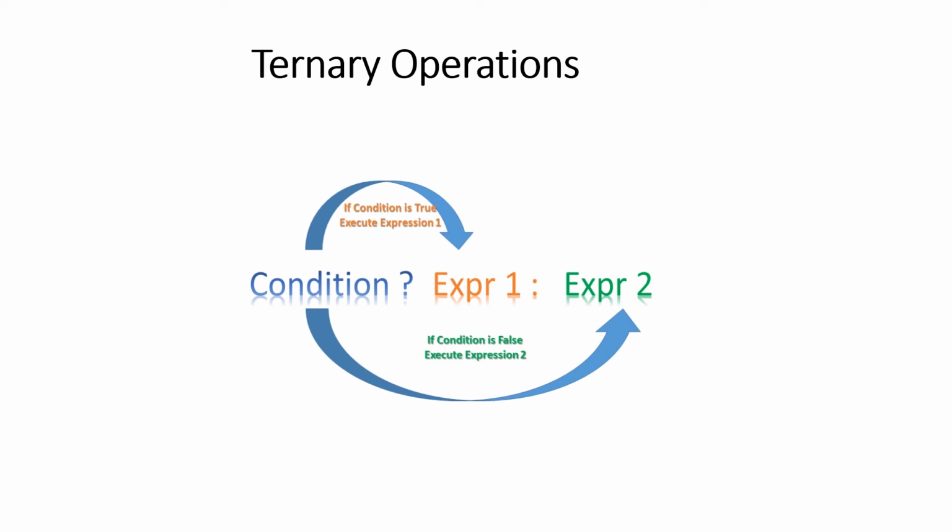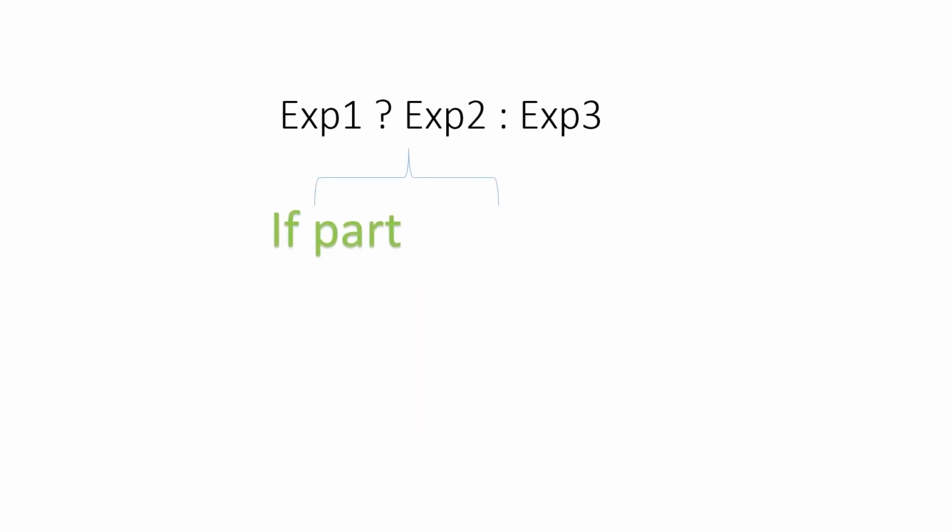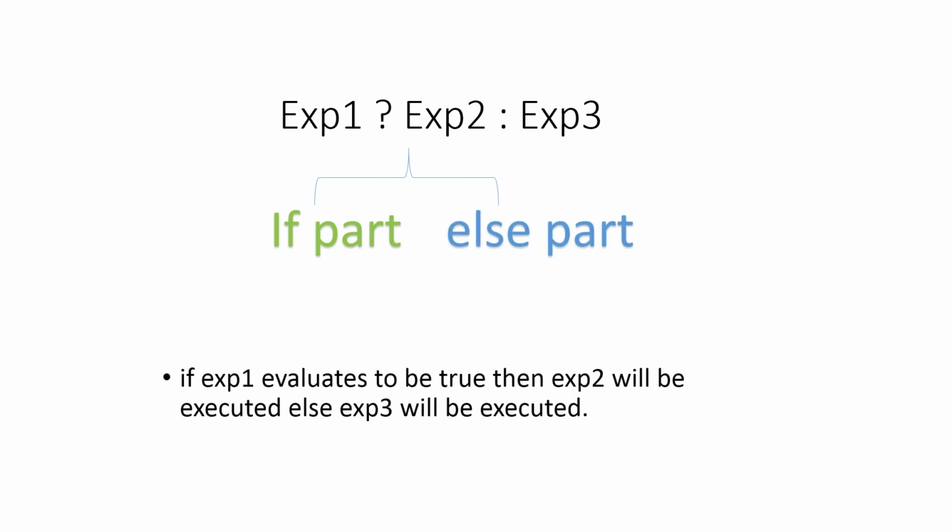The conditional operator question mark is also called ternary operator, in which question mark specifies if part and colon operator specifies else part of an expression. It works as expression 1 question mark, expression 2 colon, expression 3. If expression 1 evaluates to be true, then expression 2 will be executed. Else, expression 3 will be executed. So, these all are basic types of operators.